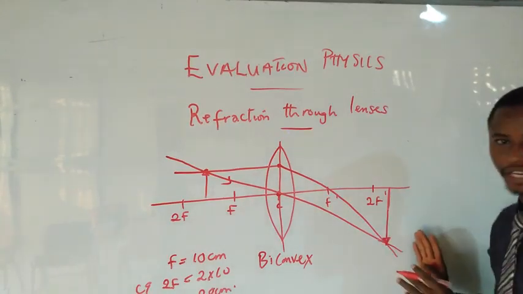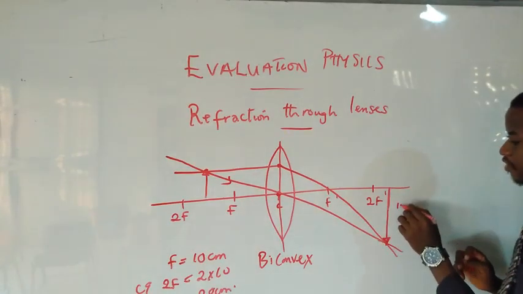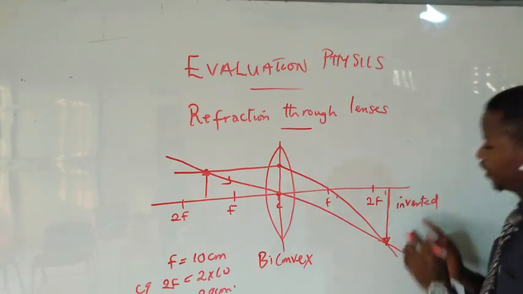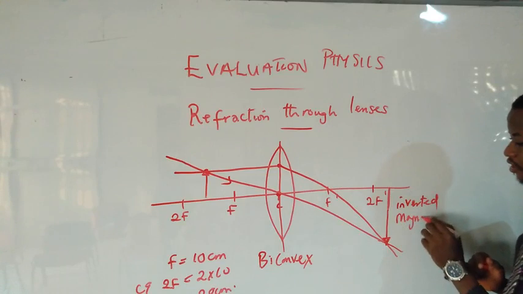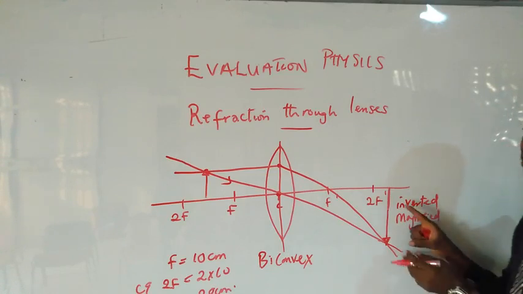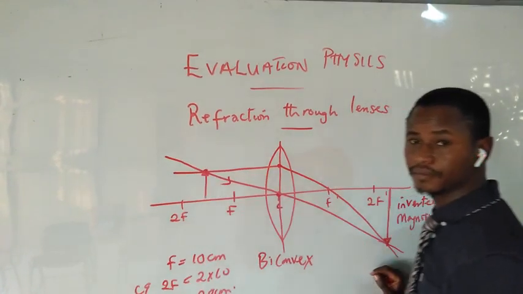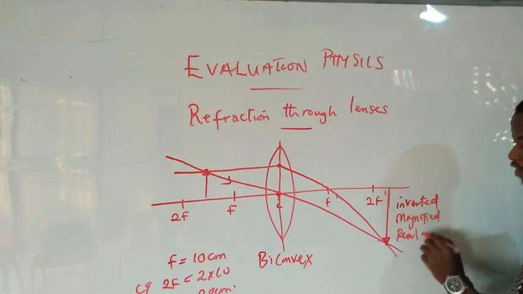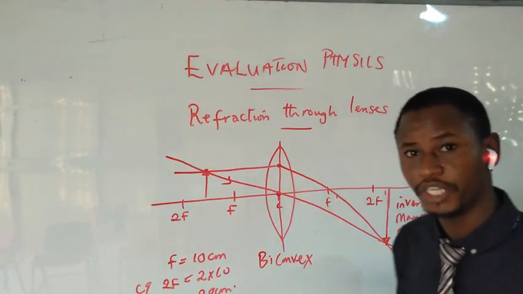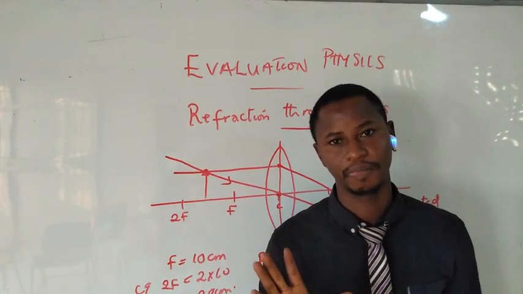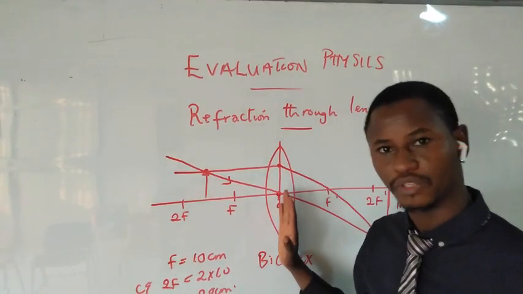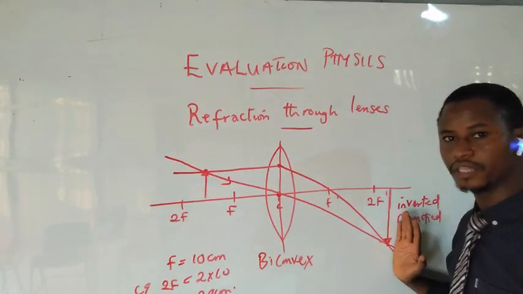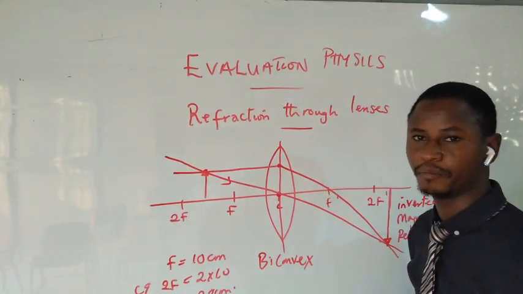Based on this image diagram, number one, the image is inverted. Number two, the image is magnified. As you can see, it is actually bigger than the size of the object. And number three, the image is real. Real in the sense that the image can actually be caught on a screen. Now, assuming this was a practical lens, and an object is placed there, if I put a screen or a paper at this end, that image will be formed on that paper.